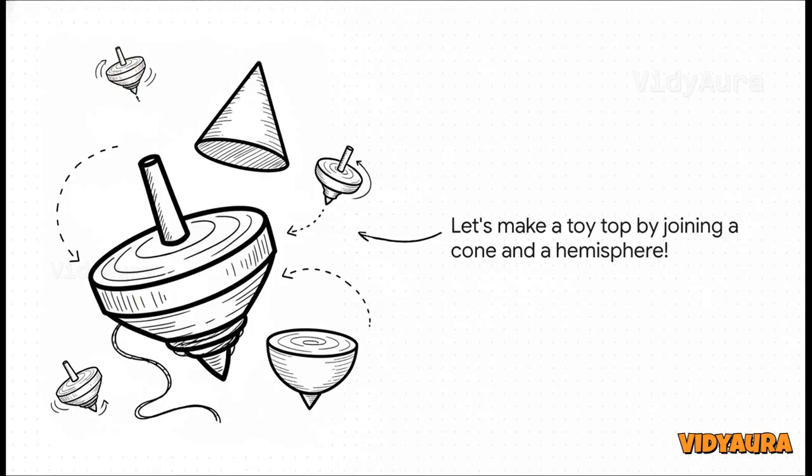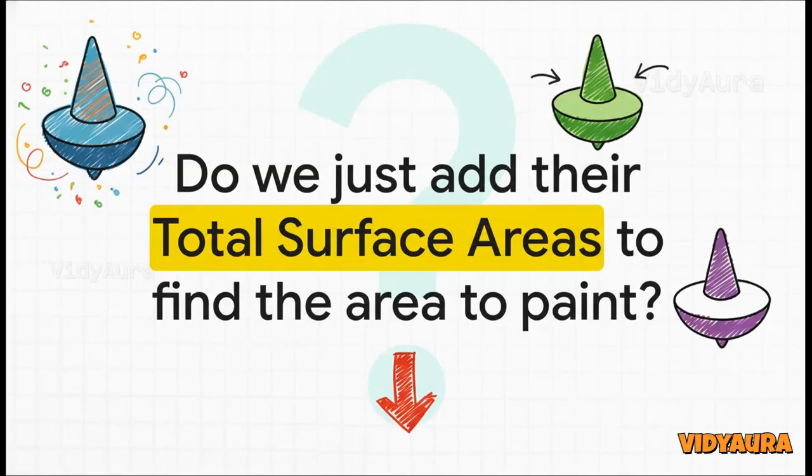Imagine we're making a toy top, a latu. All we need is a cone and a hemisphere that have the exact same circular base. Then we just stick them together. Okay, now here's the big question. This is a super common tricky spot, so pay close attention. If we want to find the total area we need to paint on this new toy, can we just find the total surface area of the cone, find the total surface area of the hemisphere, and just add them? What do you think? Yes or no?